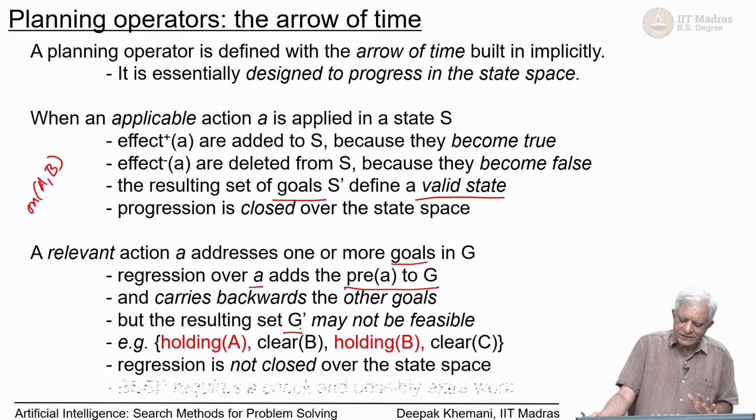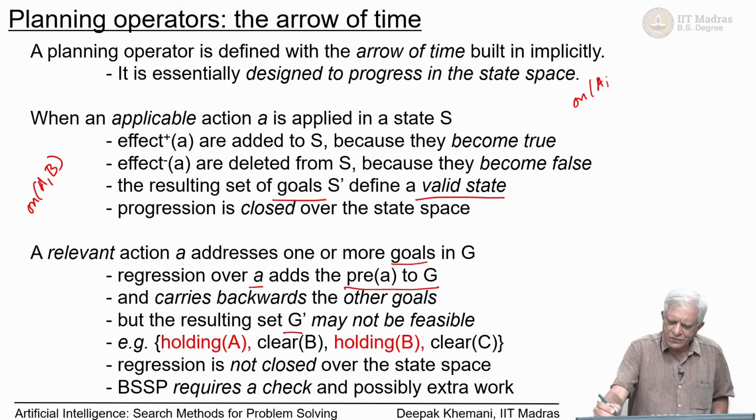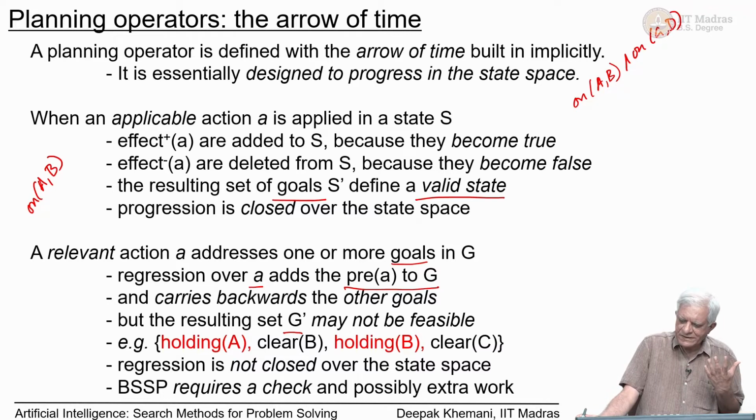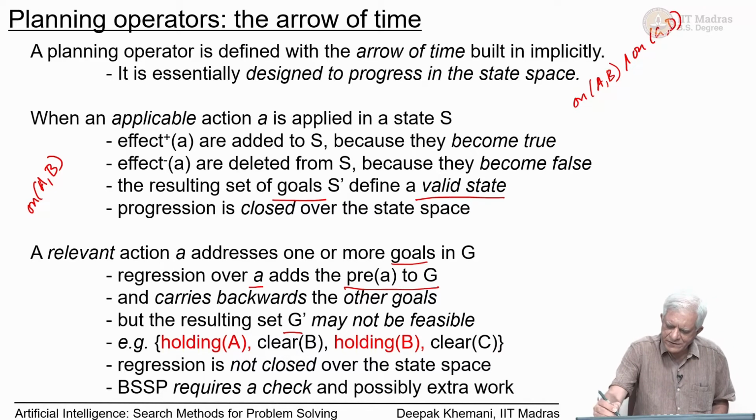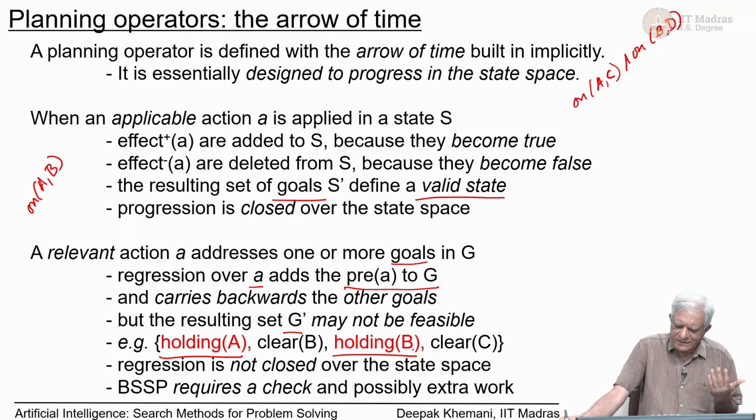So, regression is not closed over the state space. The goal description that we want, for example, we want on A B to be true and let us say on G D to be true, may be part of a feasible state. But when we regress from this goal to the sub goals, we have seen examples like this. Let us say instead of A B, it was A C and B D. Because you want to achieve on A C, you would have ended up holding A in a regress state, and because you want to achieve on B D, you would have ended up with holding B in the regress state, and we have seen that that is not possible.